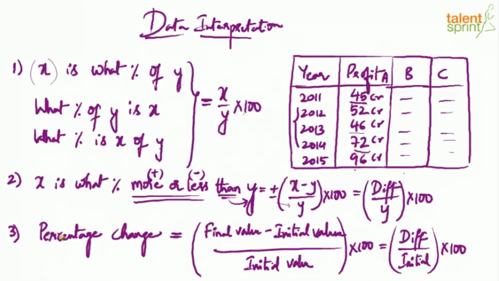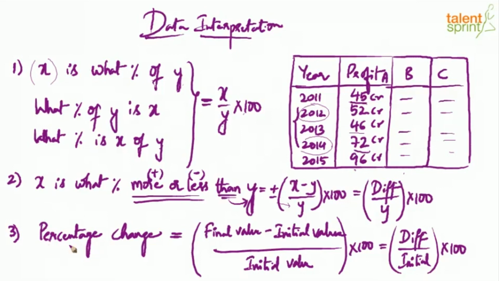Like for example, look at this data. He can say, find out the percentage change in the profit of the company from 2012 to 2014. Find the percentage change in the profit of the company from 2012 to 2014. See, the profit of the company is changing. In 2012 it was 52. In 2014 it has become 72. So how much is the change? 20 crores is the change. 52 crores has become 72 crores. So how much is the change? 20 crores. But then he's talking about percentage change.